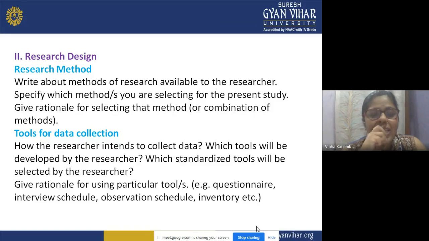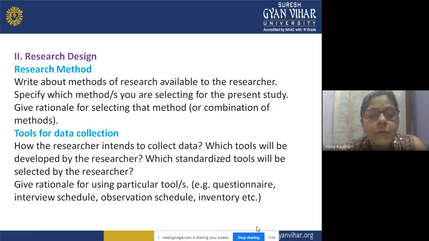Tools for data collection, how the researcher intended to collect data, means you have to prepare that this is the tool with the help of which I will collect the data. Which tool will be developed by the researcher for collecting the data? Which standardized tool will be selected by the researcher? Which standardized tool which already exists will be used by the researcher to collect the data?